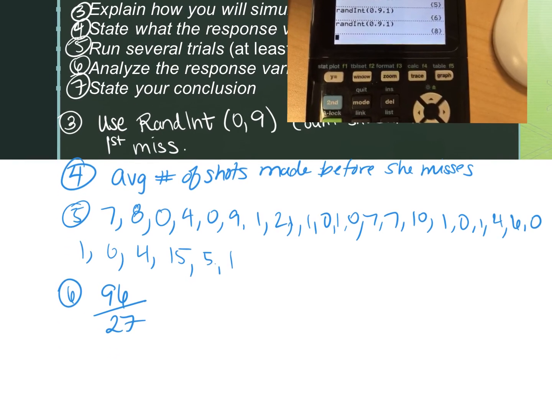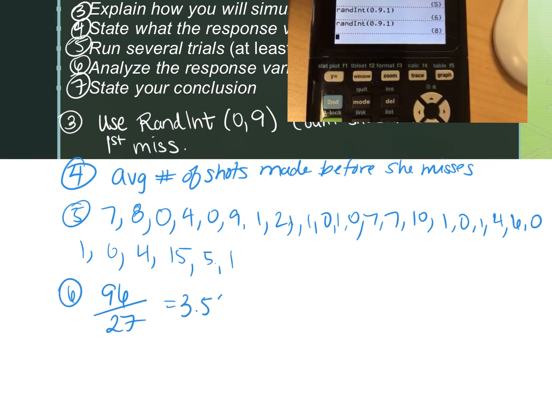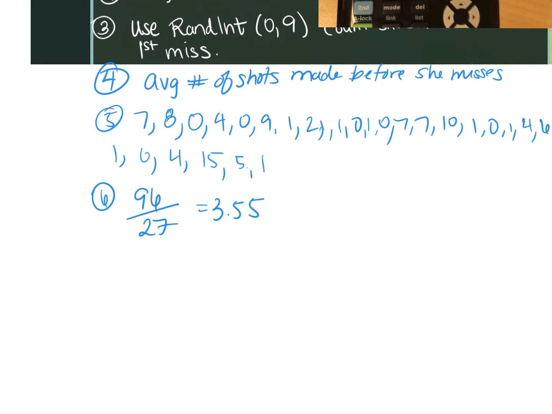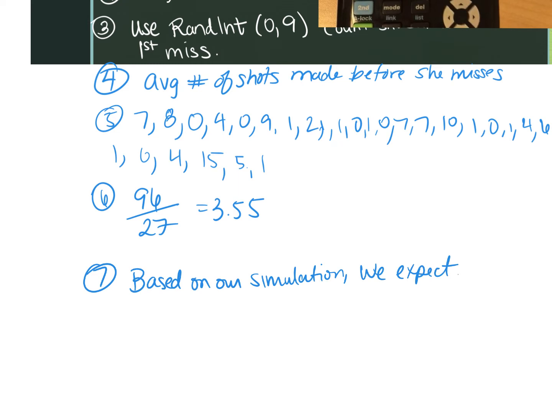So on average, and so our conclusion, this is what our conclusion looks like. Based on our simulation, we expect her to make an average of 3.55 shots before she misses.